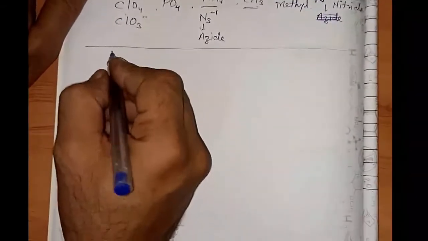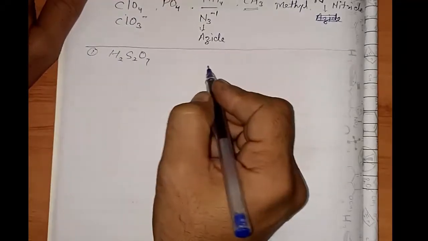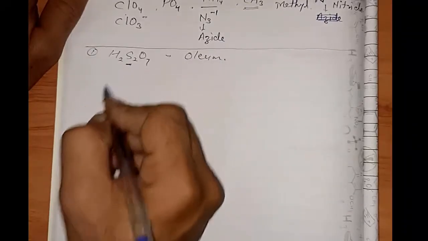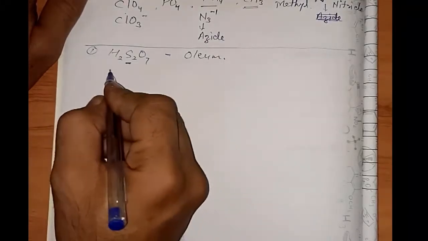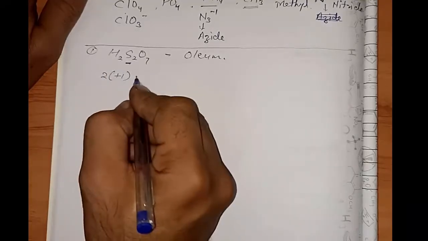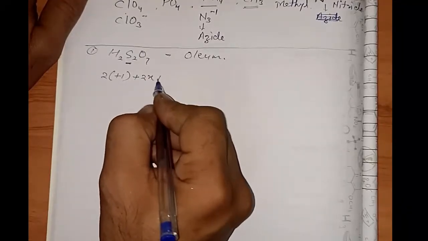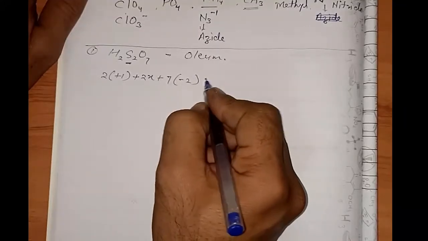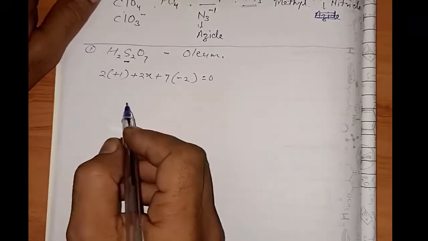Now I take one more example, H2S2O7. This is called oleum. If I ask you to find the oxidation number of sulfur in oleum, how you can find it is very simple. First we write 2, then the oxidation number of hydrogen, then plus 2, sulfur we don't know, that's why I write X, plus we write 7 and the oxidation number of oxygen, and the sum of all these must be equal to 0.